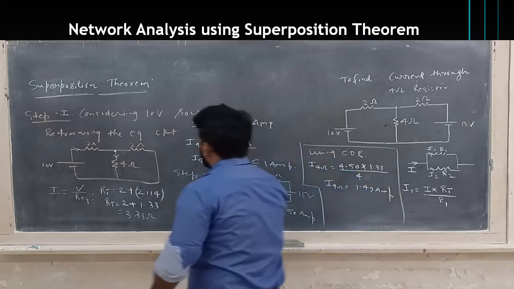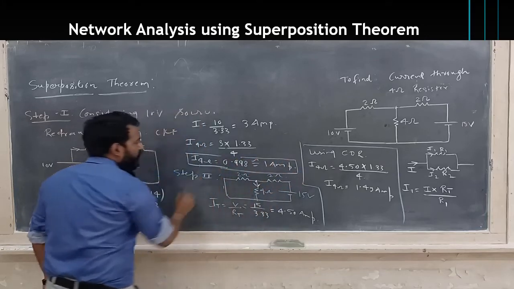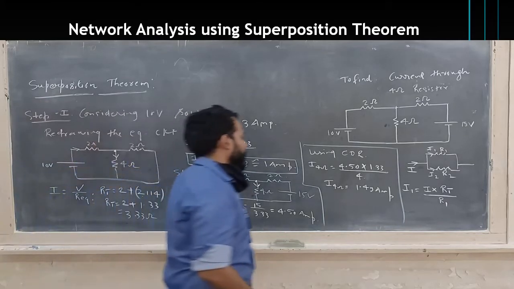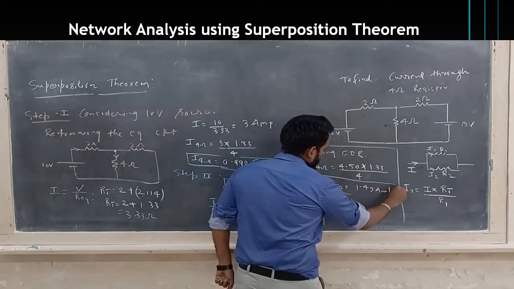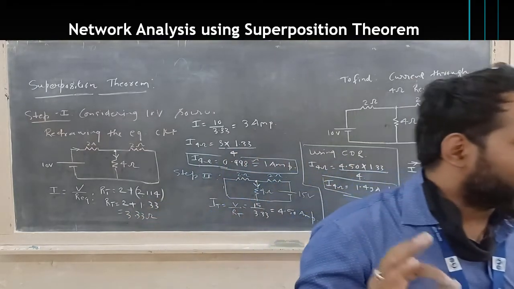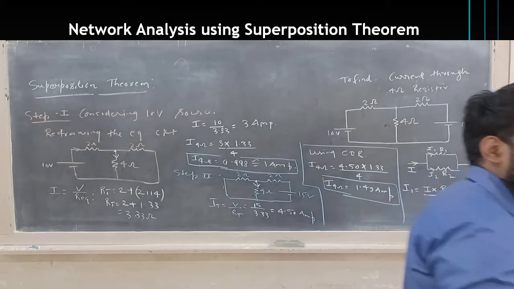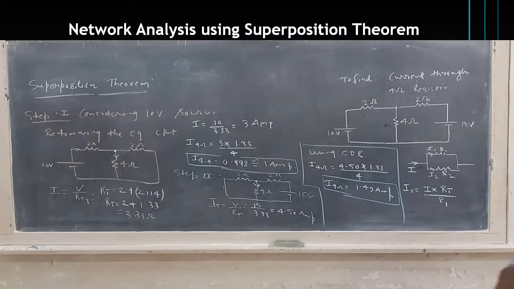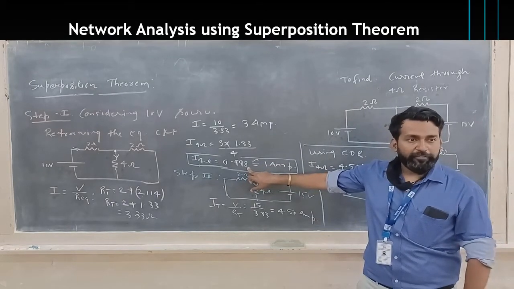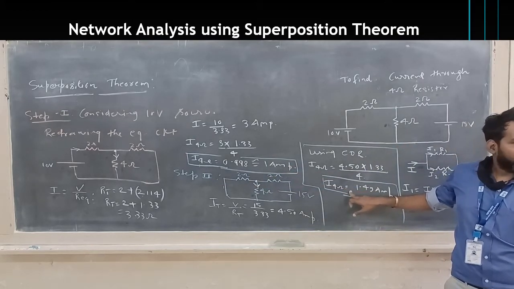Now see, this is the current through the first source. Yes or no? Yes. This is the current through the second source. Now in your circuit you had only two sources: one source of value 10 volt and a second source of value 15 volt. You have calculated the current through your load resistor due to the first source of 10 volt, and here you have calculated the current through your load resistor due to the second source of 15 volt.